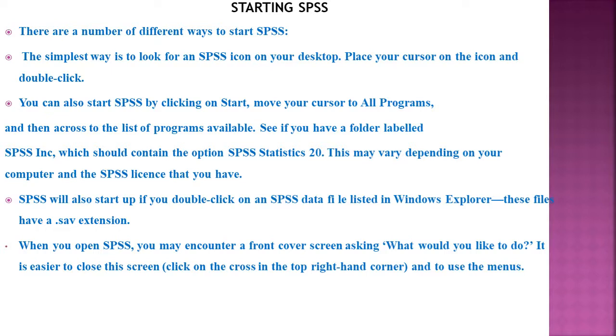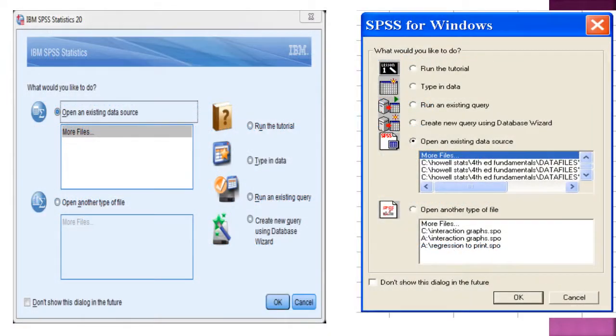When you open SPSS, you may encounter a front cover screen asking, "What would you like to do?" It is easier to close this screen by clicking on the cross in the top right hand corner and to use the menus. That's the simple introduction to SPSS.